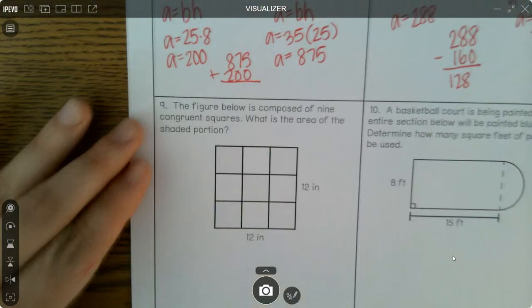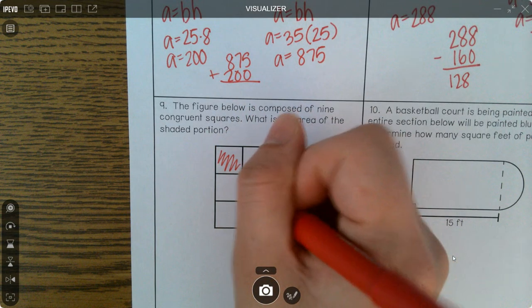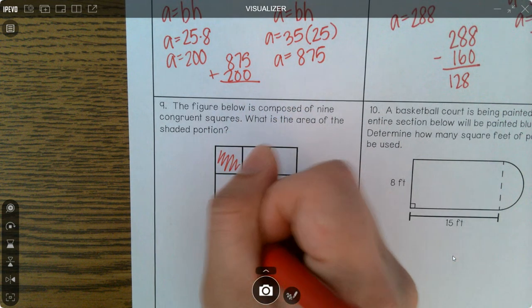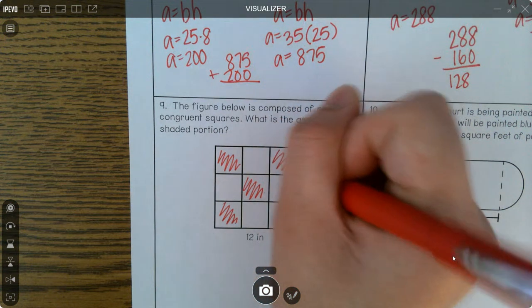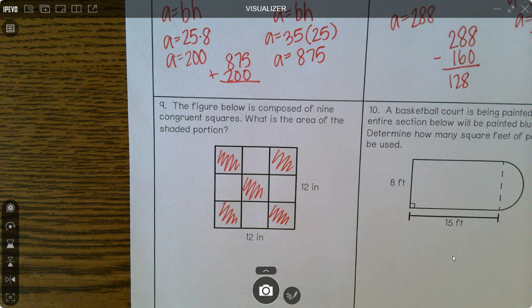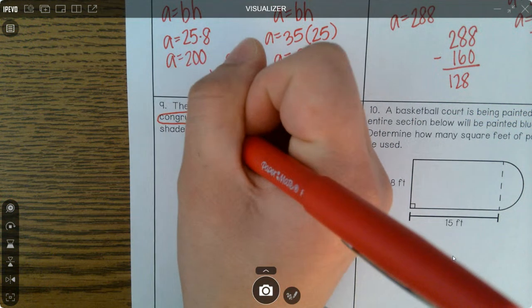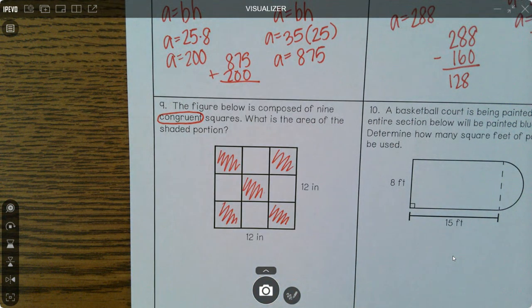All right, let's look at 9. And actually, 9 didn't copy well. So if I filled in what should be copied, like this. Okay, let's look. The figure below is composed of 9 congruent squares. That word right there is a big word. What does the word congruent mean? It means same size, same shape. What is the area of the shaded portion?